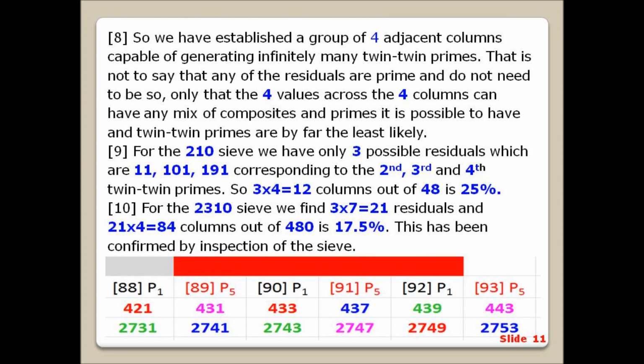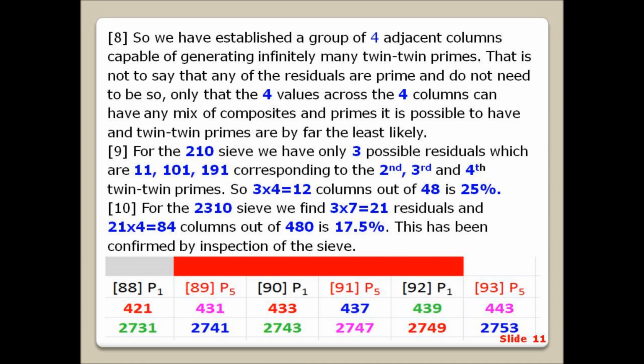8. So we have established a group of 4 adjacent columns capable of generating infinitely many twin-twin primes. That is not to say that any of the residuals are prime and do not need to be so, only that the 4 values across the 4 columns can have any mix of composites and primes it is possible to have, and twin-twin primes are by far the least likely.